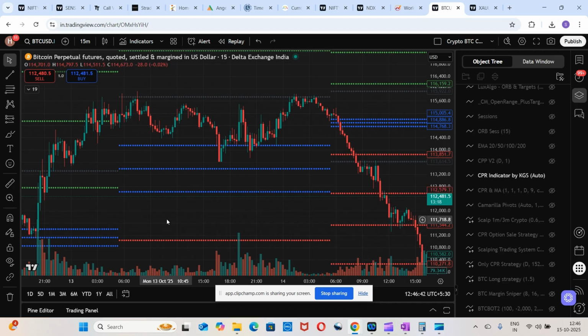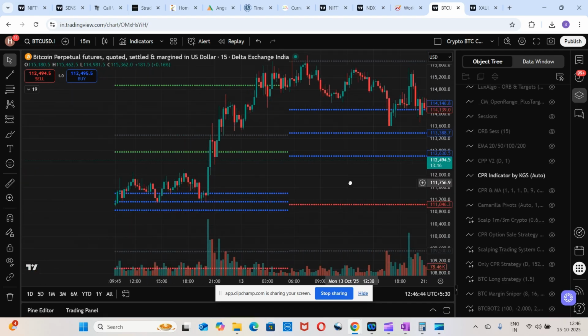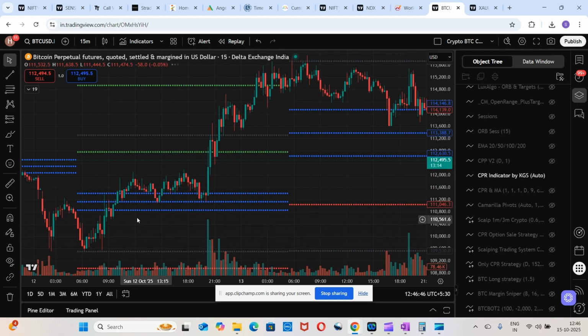Okay, so then let's see one more day. So again, this is medium. This is not very narrow nor high. But you see, right? CPR also acts as a support and resistance.